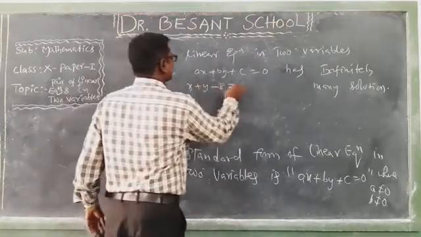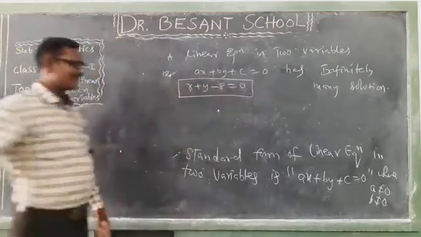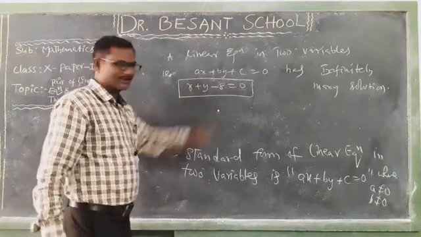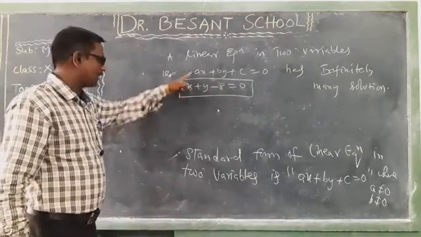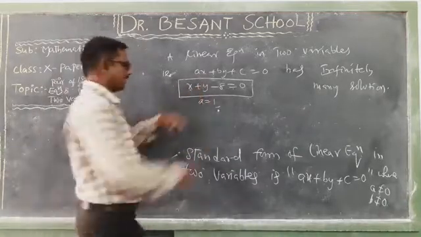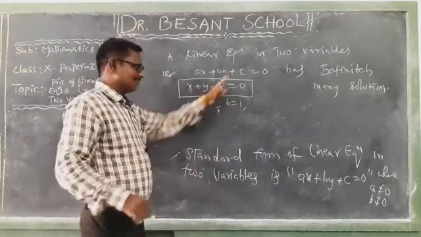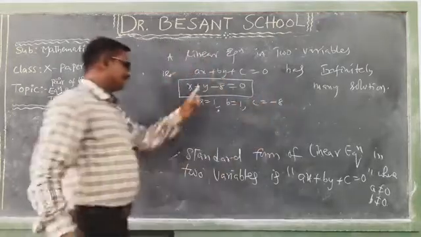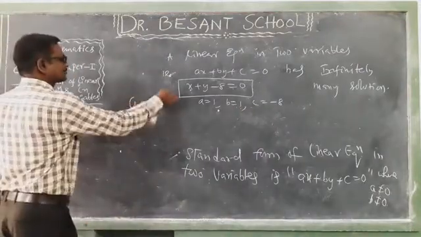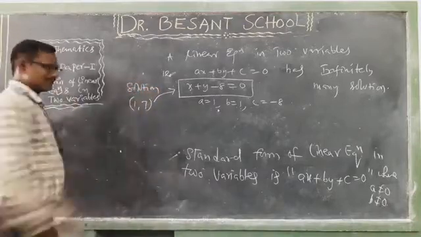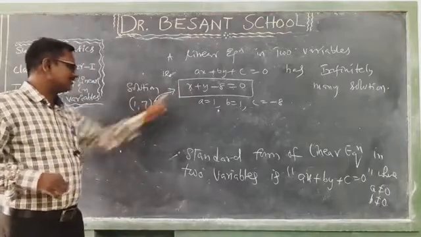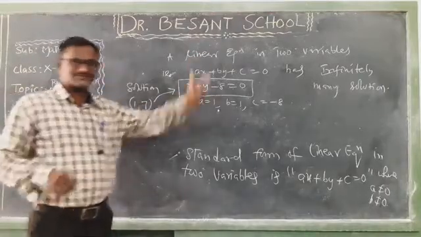x plus y minus 8 equal to 0. Come to this one. When you compare with ax plus by plus c equal to 0, can you say what is a value? 1. Can you say what is b value? 1. Can you say what is c value? Minus 8. It has infinite solutions. Let us see. 1 comma 7 is a solution for this one. That means putting x equal to 1, putting y equal to 7. So 1 plus 7, 8. 8 minus 8, 0. Yes, 0.